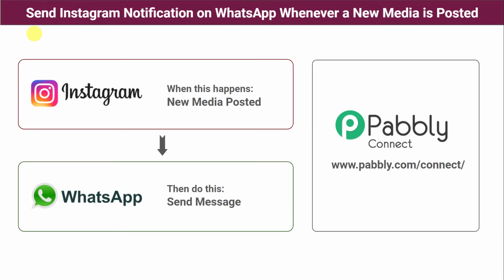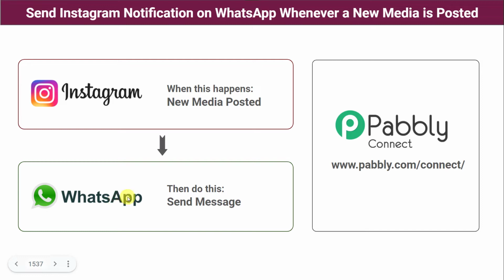Hello everyone. In this video we are going to learn how to automatically send Instagram notification on WhatsApp whenever a new media is posted. So here the idea is that you own an Instagram account. Now you want that whenever you post a new media into your Instagram account, automatically all your clients should receive a WhatsApp message stating that a new media is posted in your Instagram account.